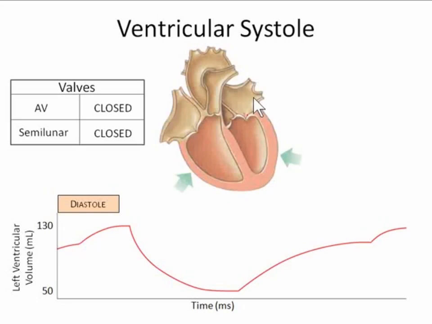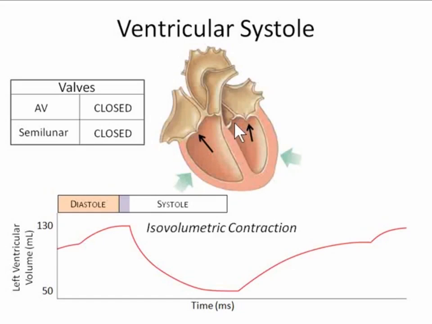Atria, now at rest, become diastolic again. As ventricular systole begins, pressure inside the contracting ventricle causes the AV valve to close. And for a brief period of time, the aortic semilunar valve also remains closed. This portion of ventricular systole is known as isovolumetric contraction, a period where the ventricular volume remains constant even though the heart muscle is contracting.